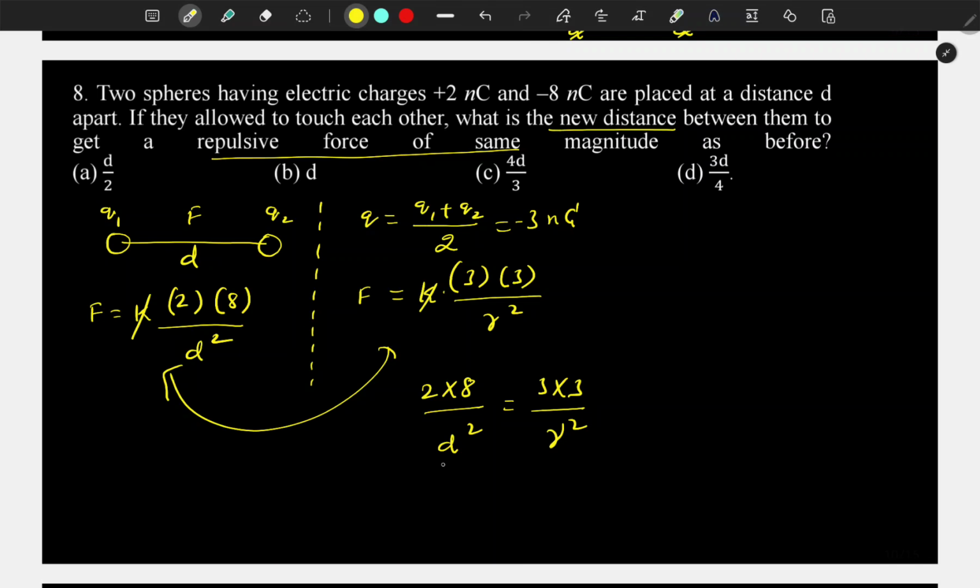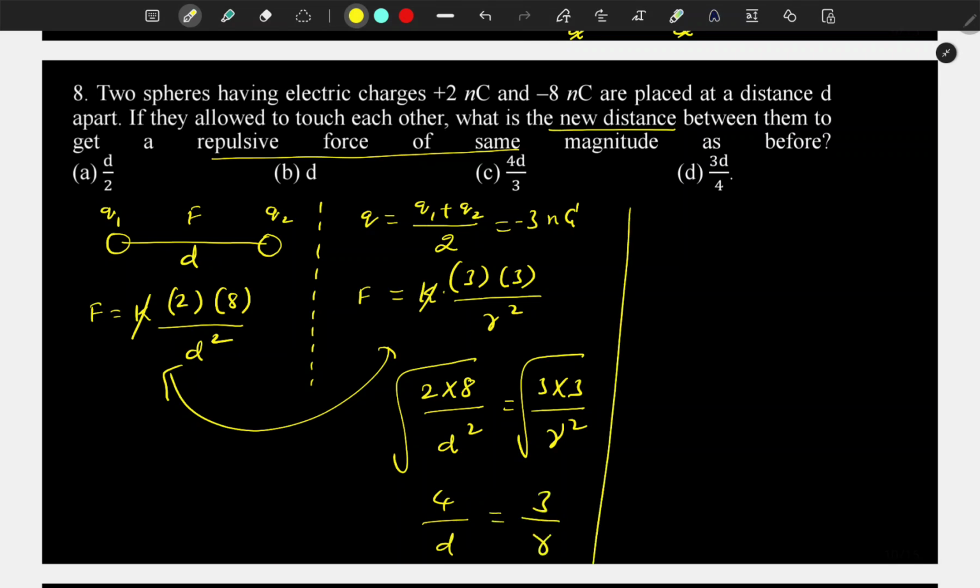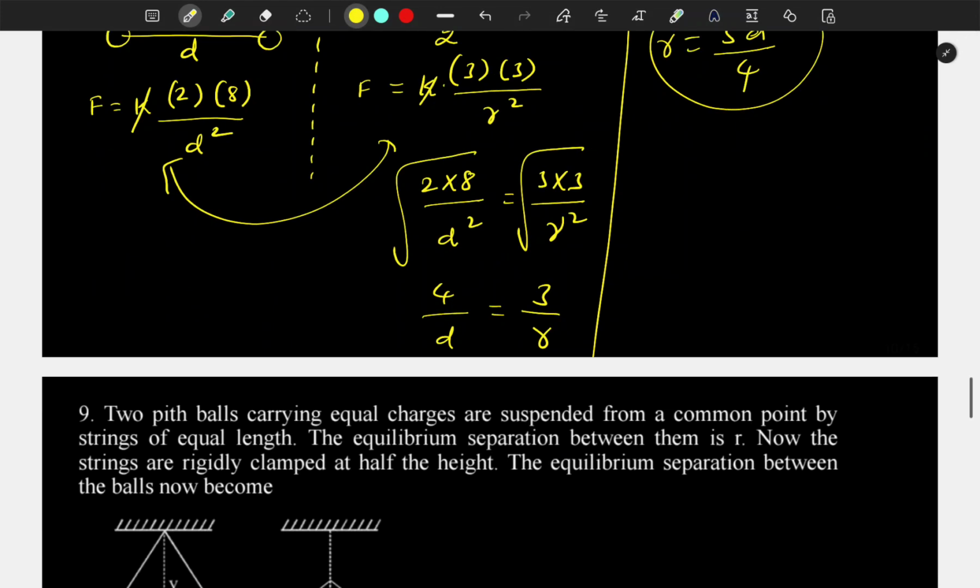So if I take square root on both sides, I will get root of 2 into 8, that is 16, so 4 divided by d is equal to 3 divided by r. Therefore r is equal to 3d by 4. Option D is correct. Right? So now we'll move on to the next question.